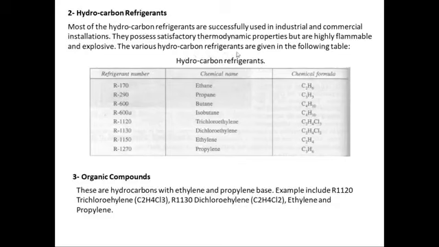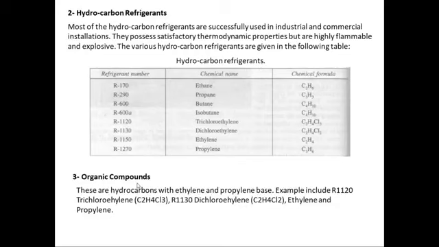The various hydrocarbon refrigerants are given in the following table. R170, R600 is quite popular these days, butane, and R290 is also very much in use in European countries and in America, but not in Pakistan. In Pakistan we are still using the halocarbons. R134a is what we are using here, and we are using R22 and R40.